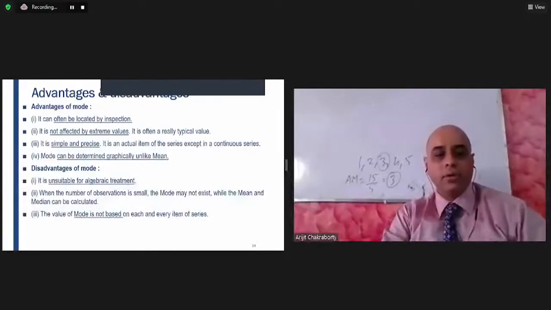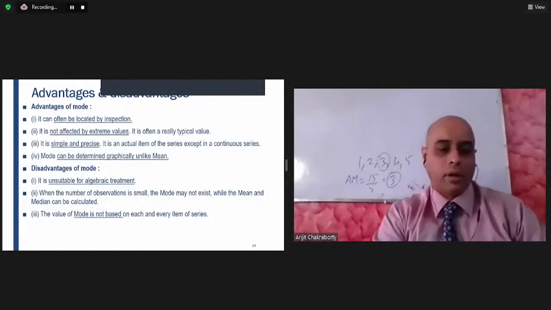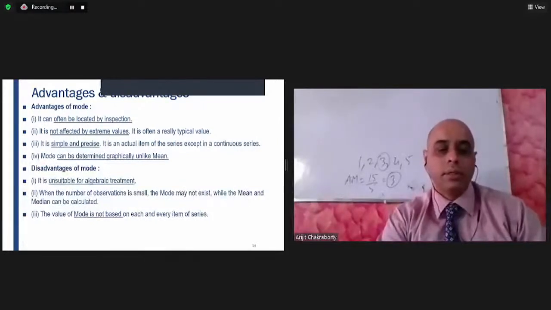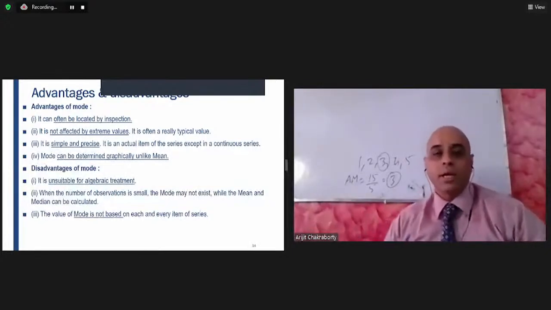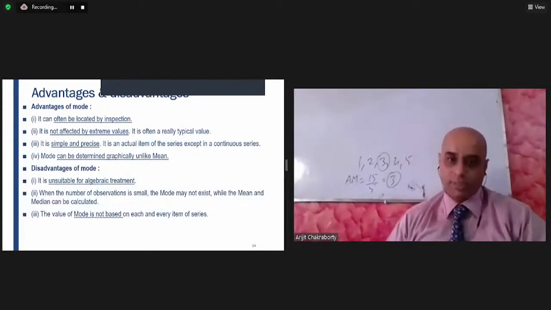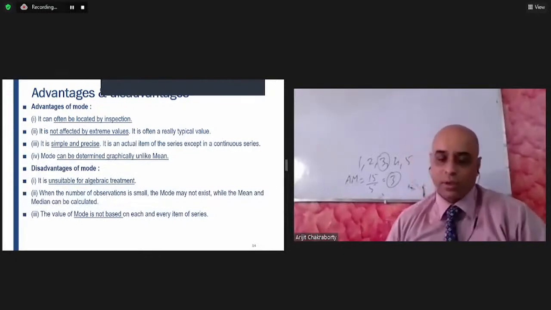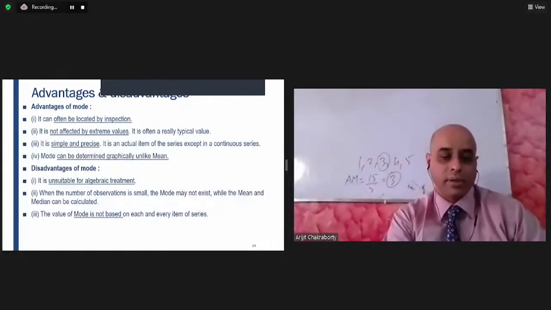Then, of course, the value of mode is not based on each and every item of series. Absolutely true. Okay. Achha. Now, there's one question from Abdul Qadir: what if 2 class frequencies are same? Very intelligent answer. If 2 class frequencies are same, then there will be multimodal. It's bimodal, basically. Now, those type of questions will not come in the exam. That is something which is not there also in our study material.